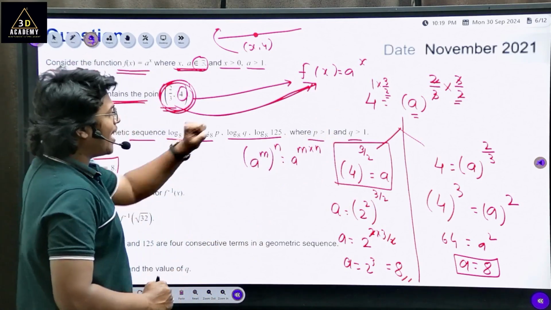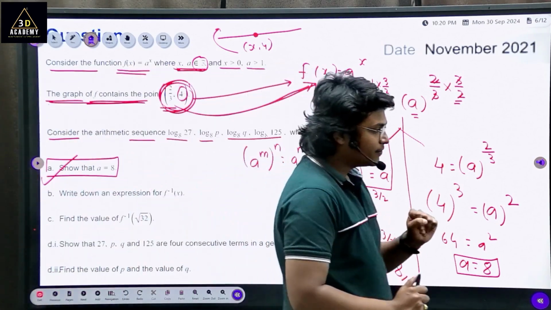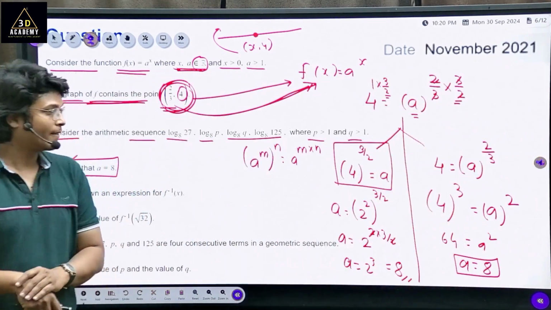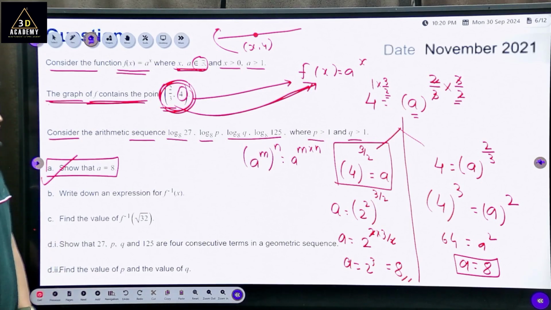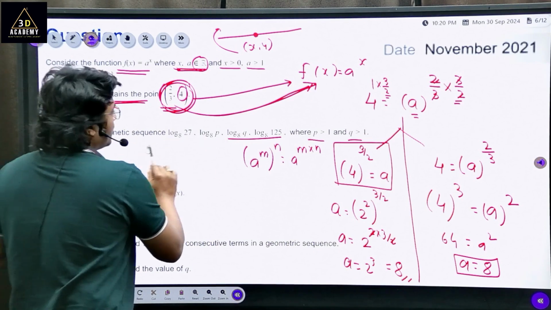So have a quick look at question A and the answer. Quickly look at the question and the answer. Fine. Next question.